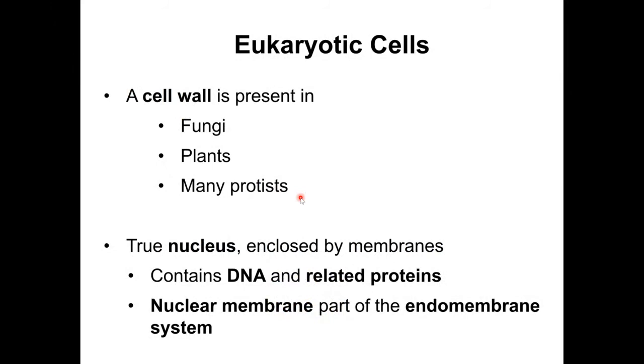Now, when it comes to the cell wall, not all eukaryotic cells have a cell wall. Our own cells, for example, do not have a cell wall. However, it's present in some eukaryotes, such as fungi, plants, and several protists. Together with that, eukaryotes, as you know, have a true nucleus, a region which is membrane bound or double membrane bound, dedicated to protecting the DNA and containing all the proteins related to its function and storage.